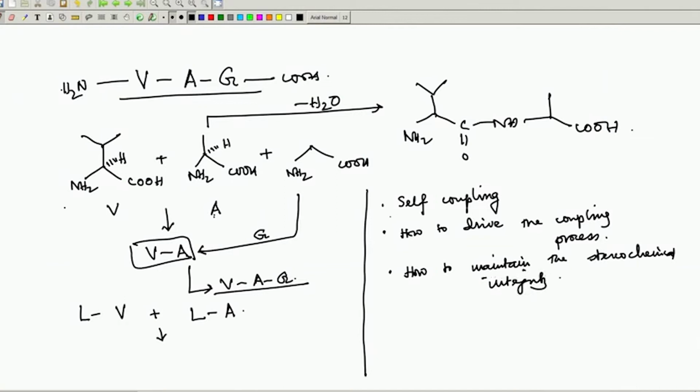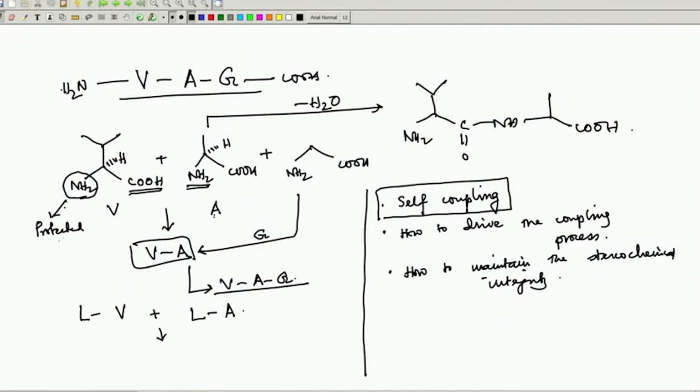Now, to avoid self coupling, what do you have to do? You want the reaction to happen only between this carboxy and this NH2, and you do not want any reaction between this carboxy and this NH2, or this carboxy and this NH2, because that will give AV, not VA. So, what you have to do is called protection chemistry. You have to protect this amine so that it cannot participate when you are coupling this with this amine. So, this amine needs to be protected.